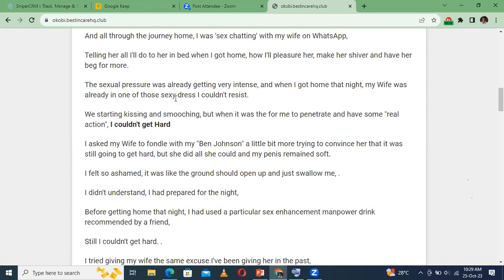My wife was already in one of those sexy dresses I couldn't resist. We started kissing, but when it was time for me to penetrate and have some real action, I couldn't get hard. I asked my wife to fondle me a little bit more, trying to convince her that it was still going to get hard. But she did all she could, and my penis remained soft.